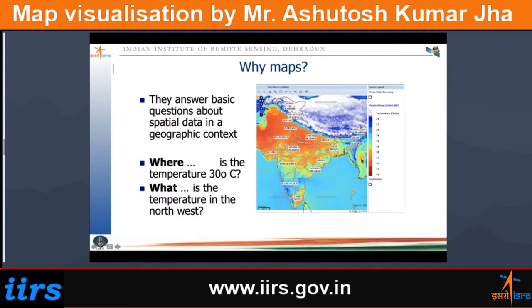So a map provides these basic answers, and this is especially true for two-dimensional maps, like the paper-based maps that we have.